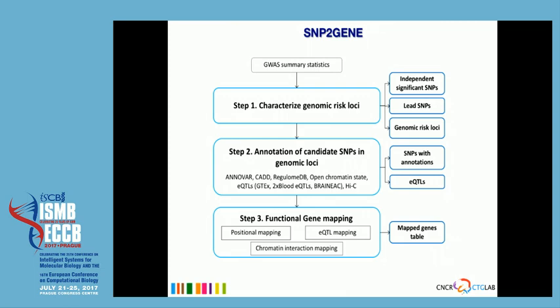So currently we have 3 different criteria. The first one is positional mapping using annotation from ANNOVAR, then eQTL mapping, and also chromatin interaction mapping. Before you perform this gene mapping, you can also filter SNPs based on the annotation you obtain from step 2, and you can also combine different mappings together. You can specify lots of different parameters when you submit the job. And we provide the list of genes mapped based on the user-defined parameters.